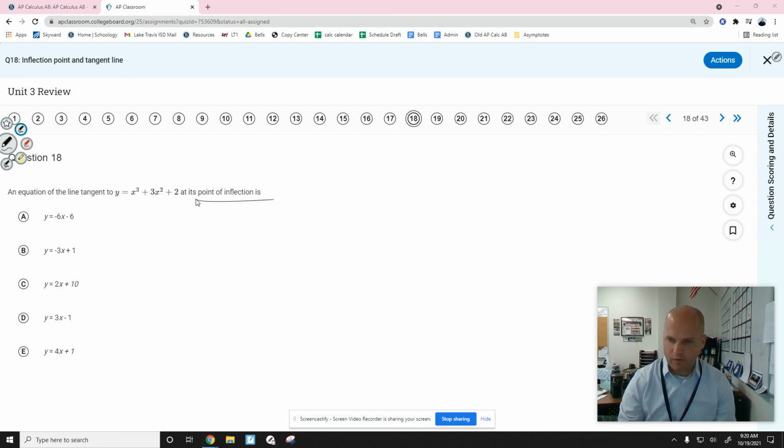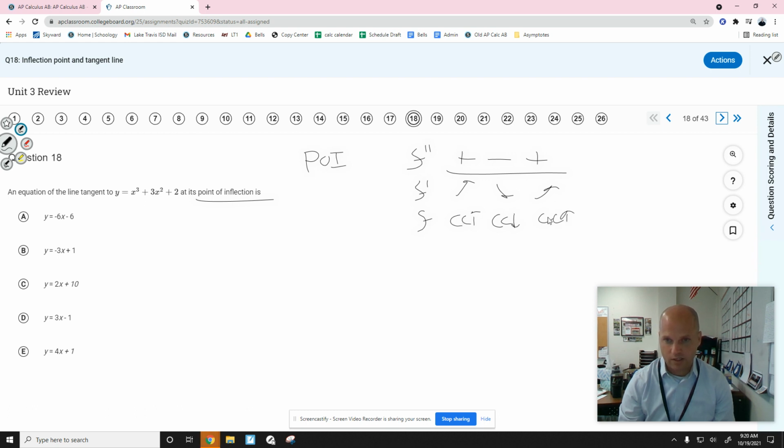Second derivative, point of inflection. A point of inflection is when our second derivative changes signs, either positive to negative or negative to positive. It doesn't matter, because that is when f prime is going to change directions, increasing to decreasing, decreasing to increasing, which is f's change in concavity. So if I had a sign chart like this, I have 2 points of inflection.